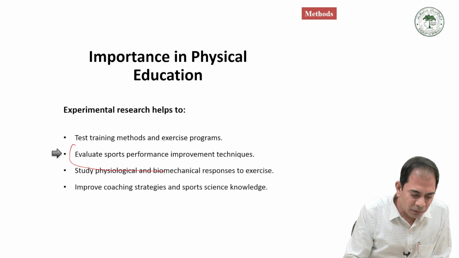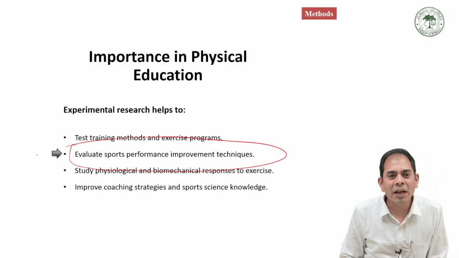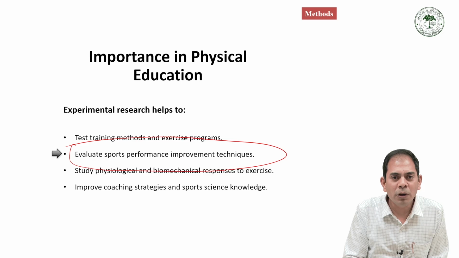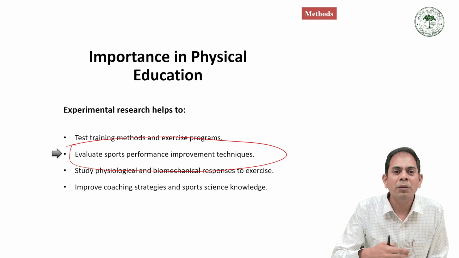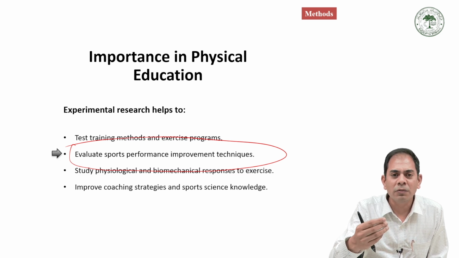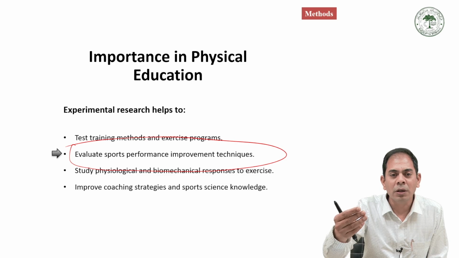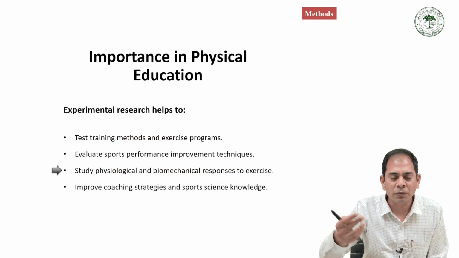Next important thing, evaluating sport performance and improving techniques. It also helps to evaluate the sport performance and technique. So through the experimental research, we can evaluate the performance and find out the factors which will affect the performance, and we can predict the future performance of the athlete.